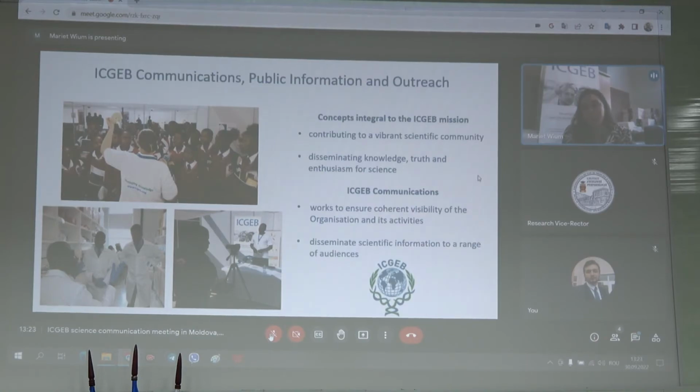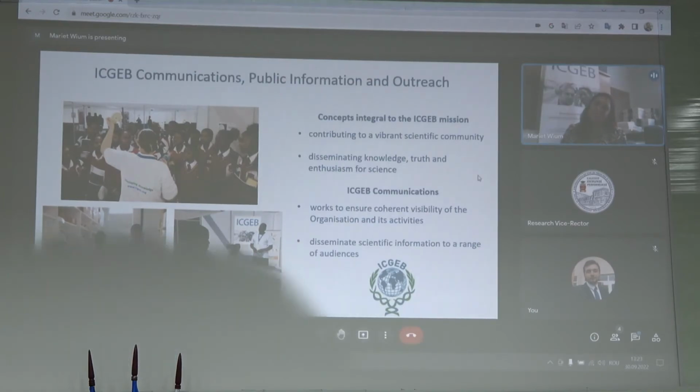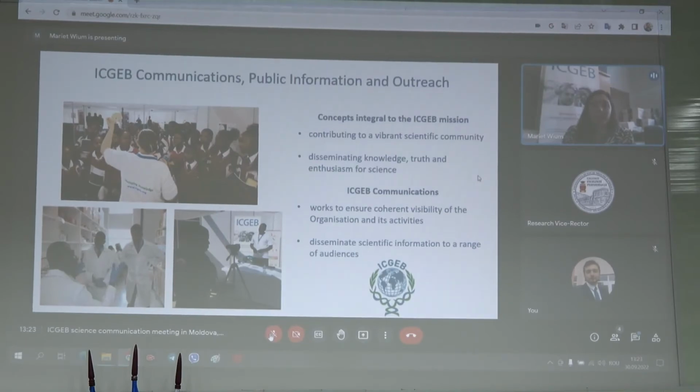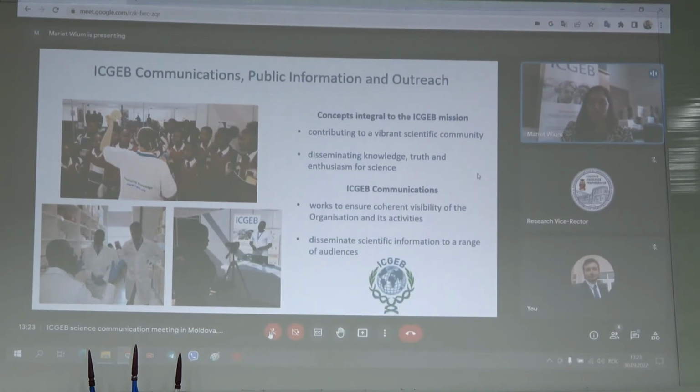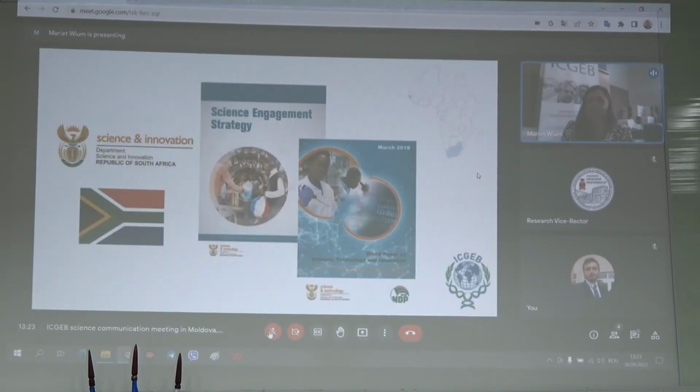We work together very closely with the researchers and the scientists to ensure coherent visibility of the ICGEB as an organization, as well as our activities. And then, of course, to find ways to best disseminate scientific information to a range of audiences. Before we move on to the ICGEB Cape Town story and a few examples, I thought it would be very important just to highlight that we're based in South Africa and our major funding partner is the Department of Science and Innovation. We refer to them as DSI.